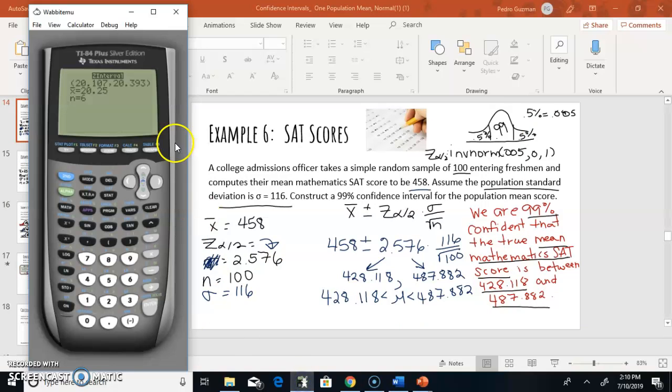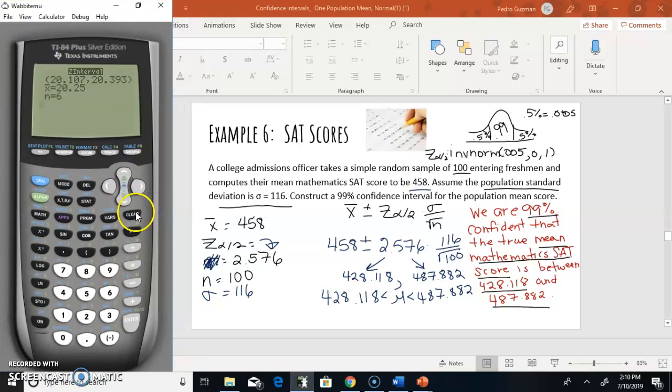Example 6. Alright, so a college admission officer takes a simple random sample of 100 entering freshmen and computes their mean mathematics SAT score to be 458. Assume the population standard deviation is 116. Construct a 99% confidence interval.